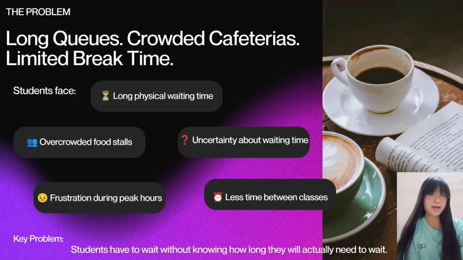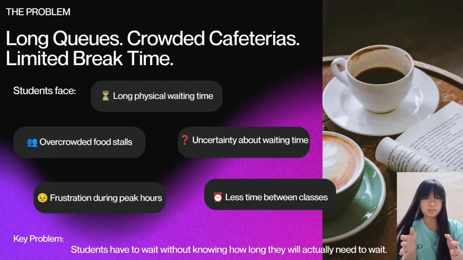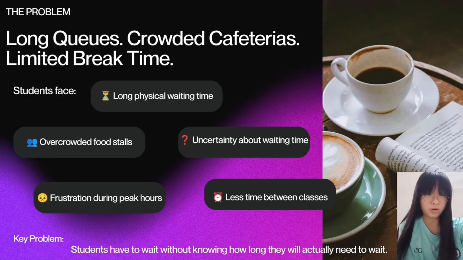First, let's look at the problem. At university cafeterias, especially during peak hours, students often face long queues, crowded food stalls, and limited break time. The problem is not only that the queue is long, the bigger problem is uncertainty. Students may not know how many people are ahead of them and how long they will need to wait, or whether another food stall has a shorter queue.